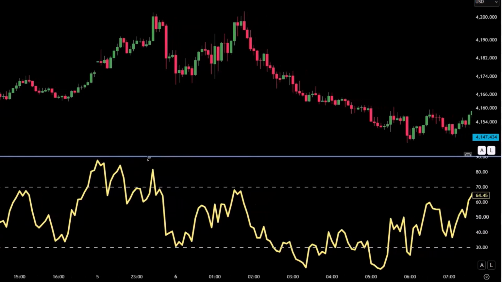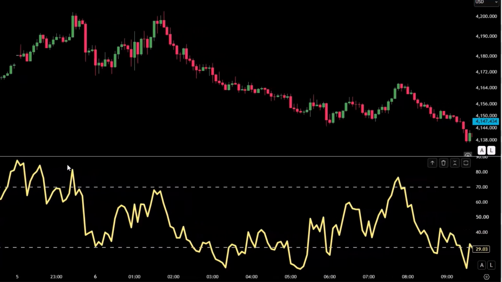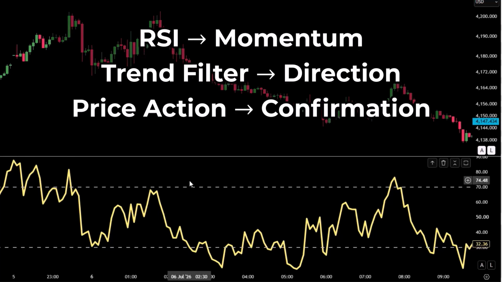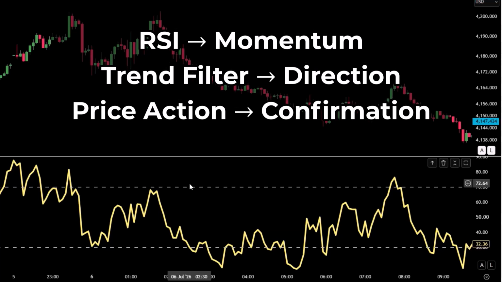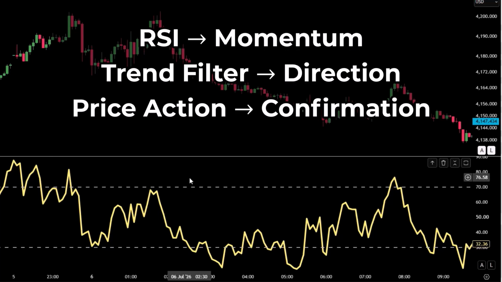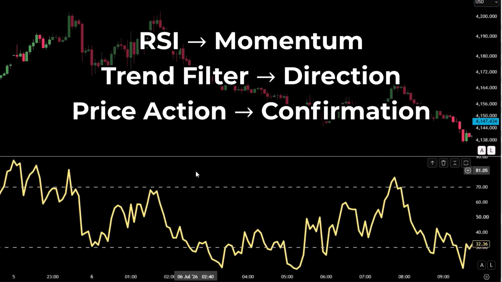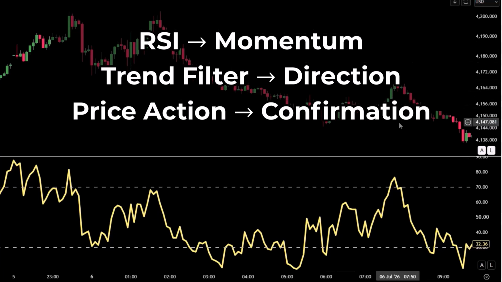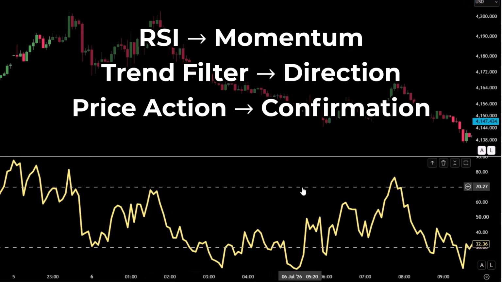For gold scalping on the 1-minute and 5-minute charts, RSI should not be used to predict reversals. It should help us understand momentum and confirm better entries. That's why the strategy combines three things: RSI for momentum, a trend filter for direction, and price action for confirmation. Remember this rule: trend first, signal second. Now let's look at the RSI settings that can make gold scalping signals cleaner.